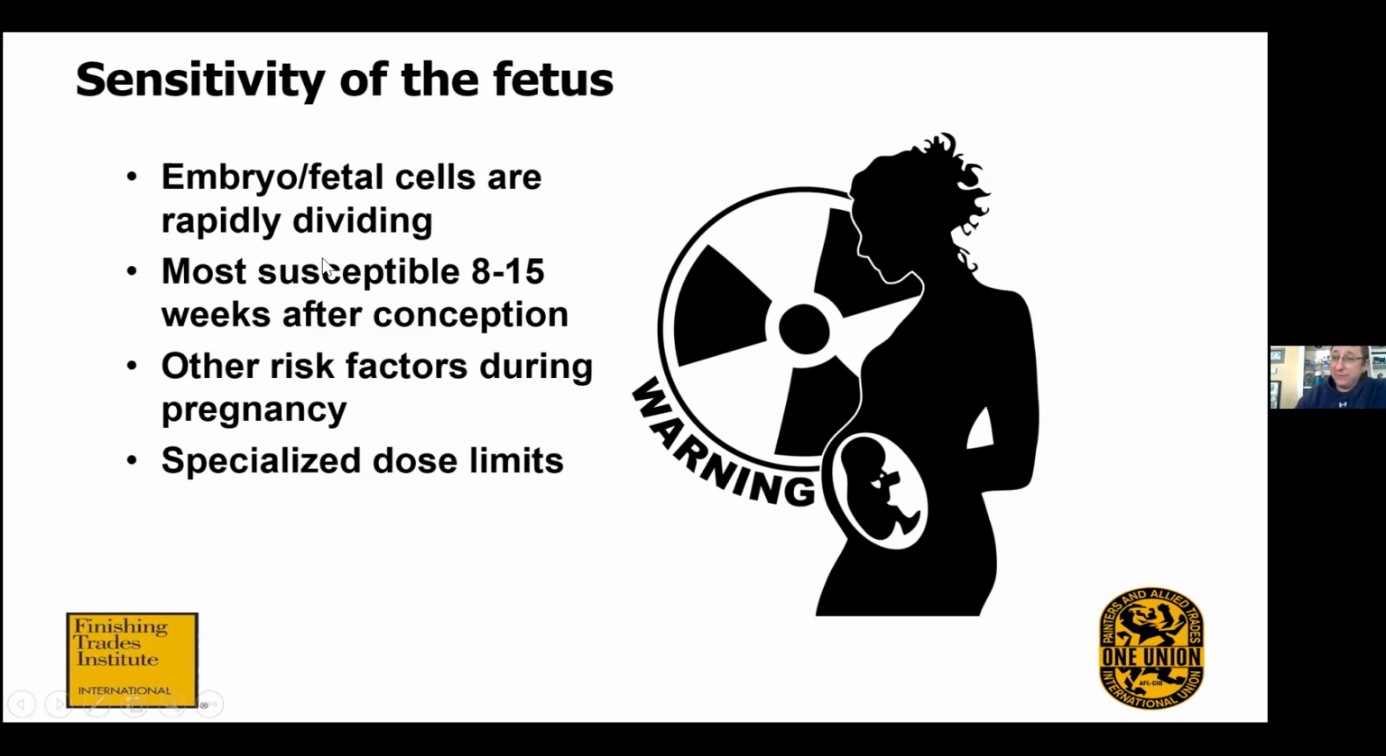Embryo and fetal cells are very rapidly dividing, as you can imagine, right? So they are going to be very much susceptible to doses of ionizing radiation. The most susceptible time is 8 to 15 weeks after conception. And again, sometimes you might not know when you're pregnant until it might be into that period where they're going to be most susceptible. So again, that declared worker pregnancy rule is an important part of protection for women in Department of Energy. But if you don't know, other protections might take a little bit longer to put in place.